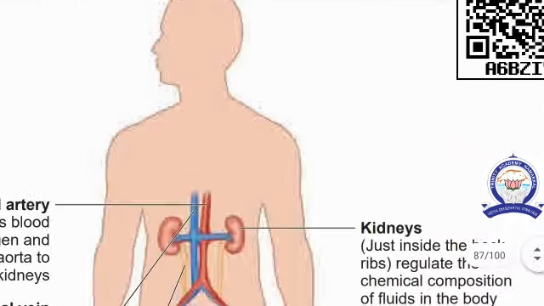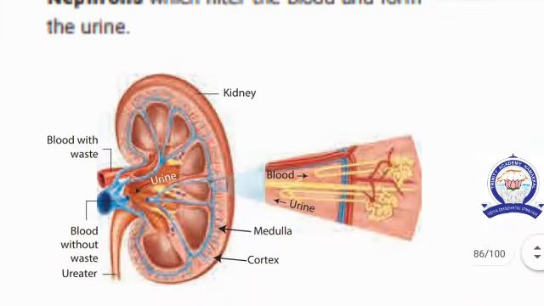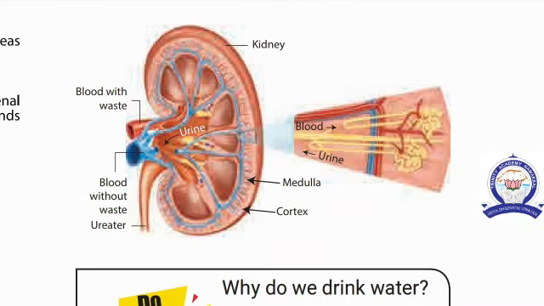The main excretory organ is the kidney. It filters the blood to form urine. This is a nephron. It is lined within the renal pelvis. The nephrons filter the blood to form urine.